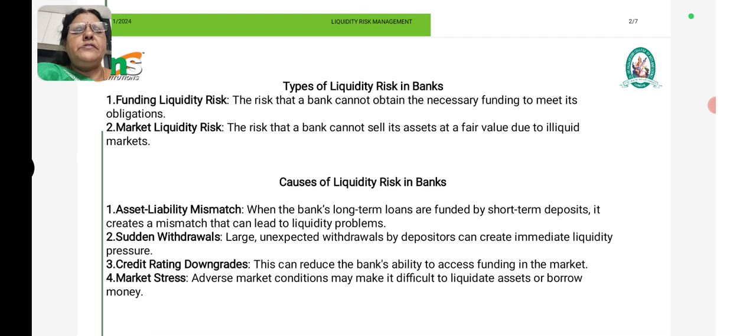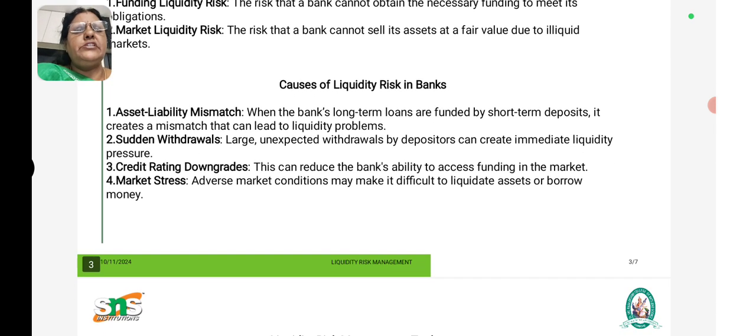So there are two types of liquidity risk in banks: funding liquidity risk and market liquidity risk. Funding liquidity risk is the risk that a bank cannot obtain the necessary funding to meet its obligations. Market liquidity risk is that the bank cannot sell its assets at a fair value due to an illiquid market.